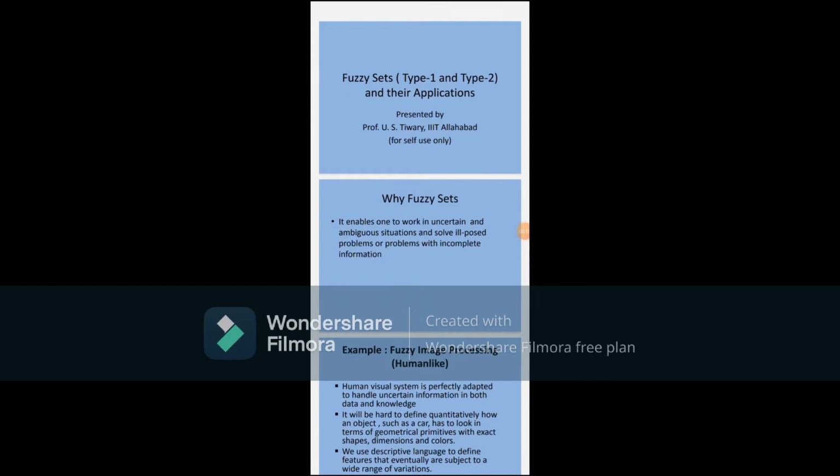Fuzzy sets type 1 and type 2 and their applications, presented by Professor U. S. Tiwari, IIT Allahabad, for self-use only.